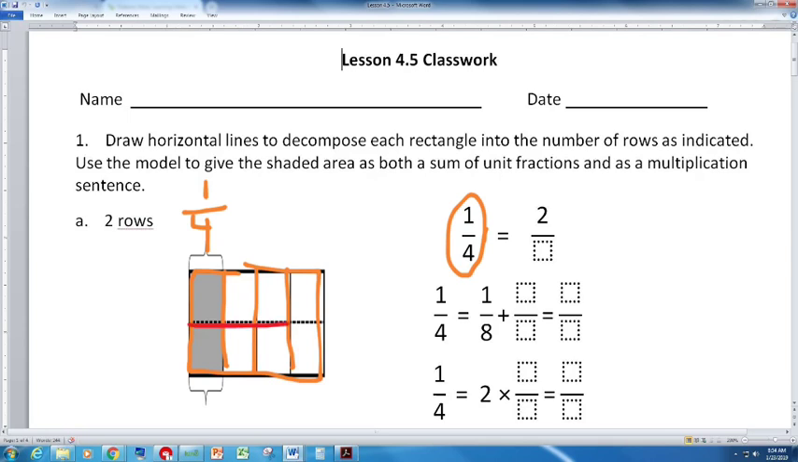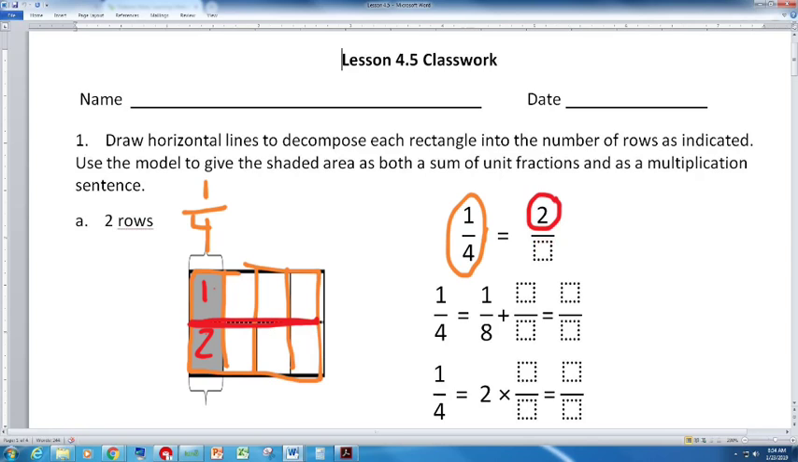Now we're splitting it into two rows. That's what the dotted line is. That's going to make that red. Now if we count, we have 1, 2 shaded. Out of how many total boxes do we have? We have 1, 2, 3, 4, 5, 6, 7, 8 total boxes.